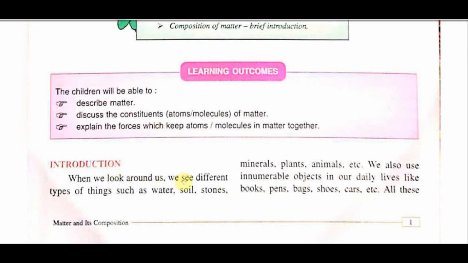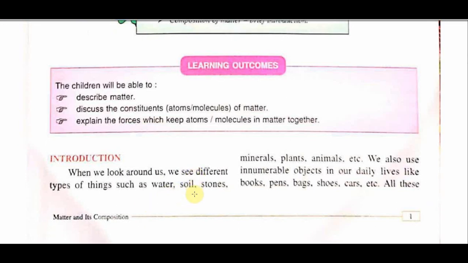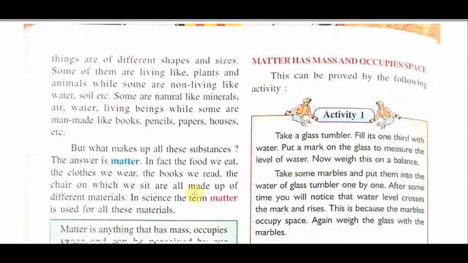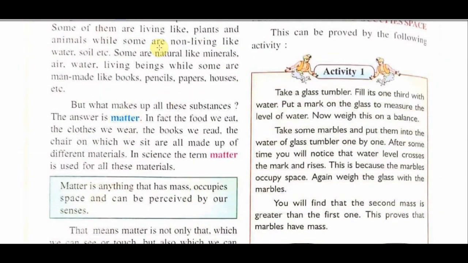When we look around us, we see different types of things such as water, soil, stones, minerals, plants, animals. We also see many other types of objects. Now these objects can be living objects or non-living objects. There are some natural things and some things are man-made. But one thing is common in all the living and non-living things. Now the term arises: matter. What do we actually mean by matter?